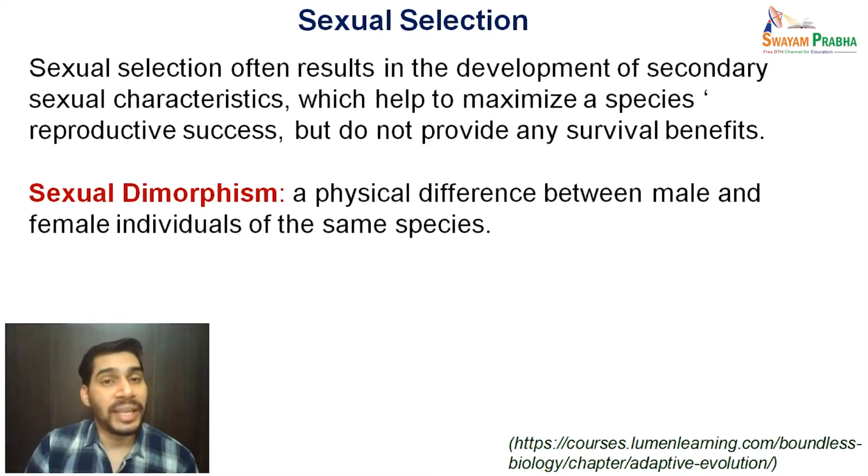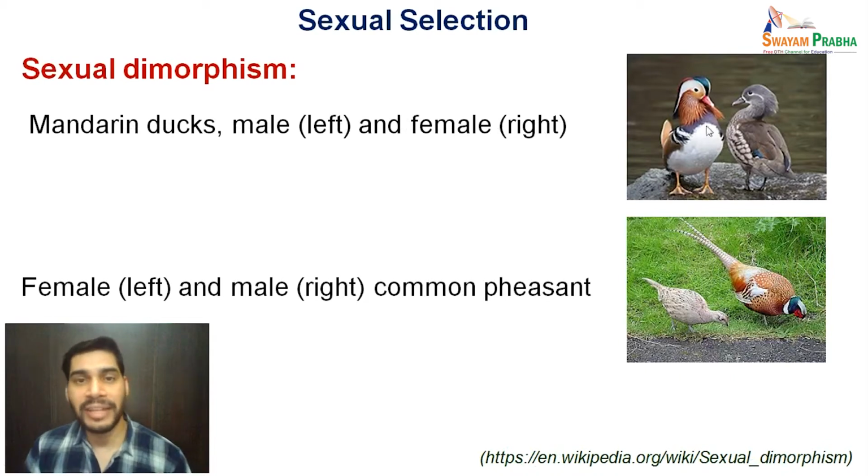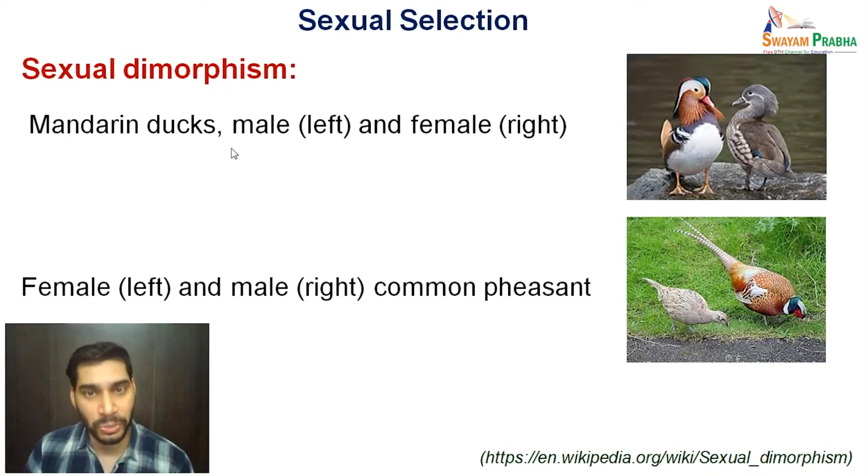Now, I'll show you some examples which you can appreciate to understand the phenomenon of sexual dimorphism and thus sexual selection. Here you can see a mandarin duck pair. At first sight, you might feel that they are two different species, but believe me, they are mandarin ducks of the same species only. Here, the male, which is so attractive in terms of appearance or phenotype, is this one. Whereas on the right side, this is the female, which has a dull fur or phenotype.